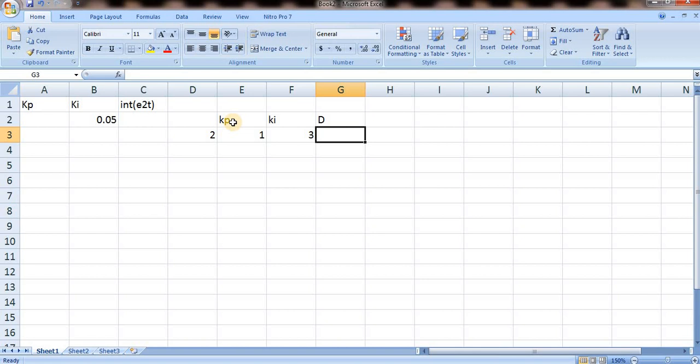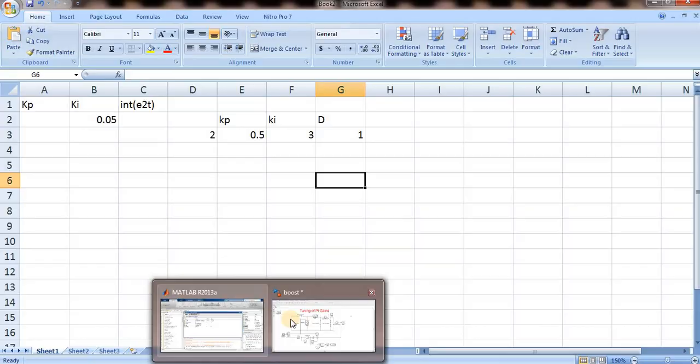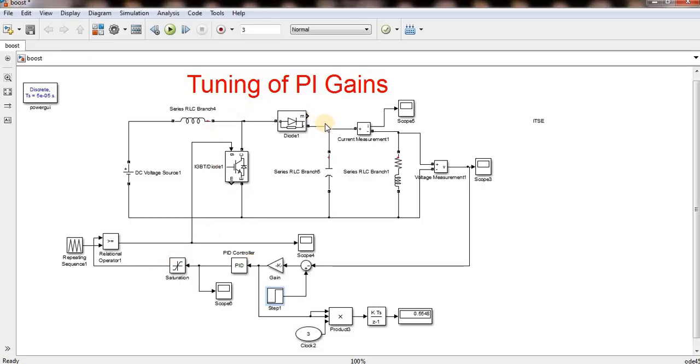My duty cycle is error into KP, 2 into 1 means 2, plus my KI into integration. The initial integration value is 0 because my previous value is 0. Integration means adding the previous value, that is 0. I am assuming 0. So my duty cycle is 2. If my KP is 0.5, then I can get duty cycle as 1. So based on this duty cycle, I can generate the pulses and I can operate.